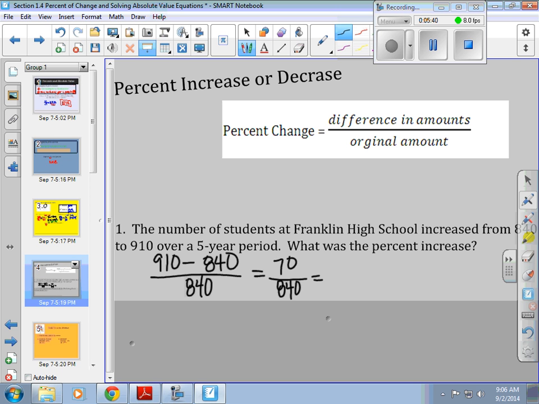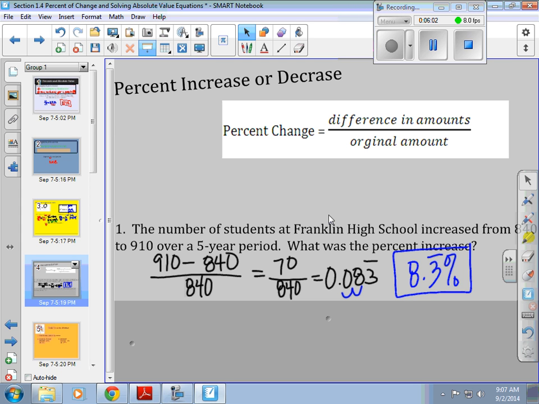And using our calculator, if we go ahead, we will see that that's 0.083 repeating. This is as a decimal. We want to know the percent. So once again, I move my decimal place 2 to the right. So it would be 8.3 repeating percent. Okay.